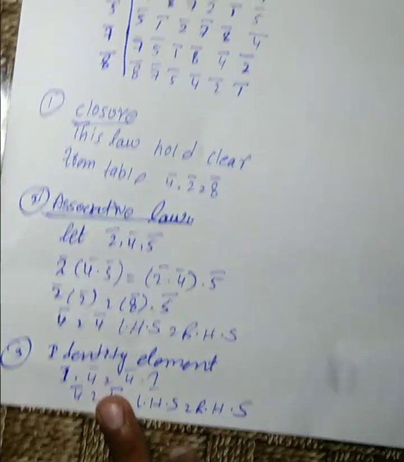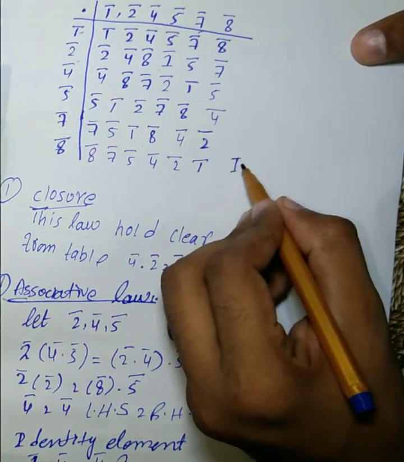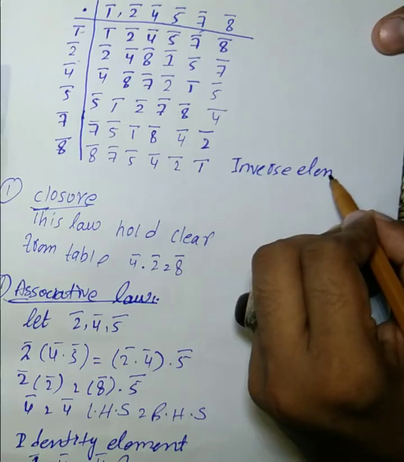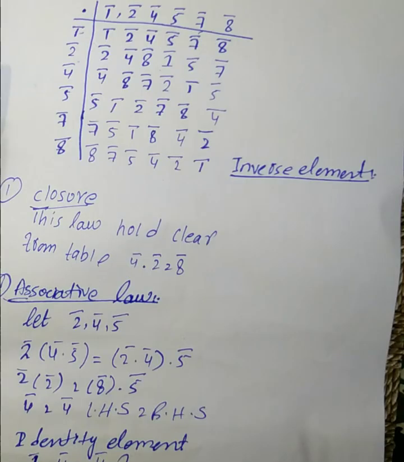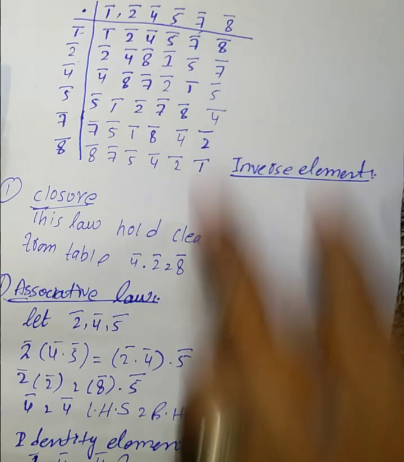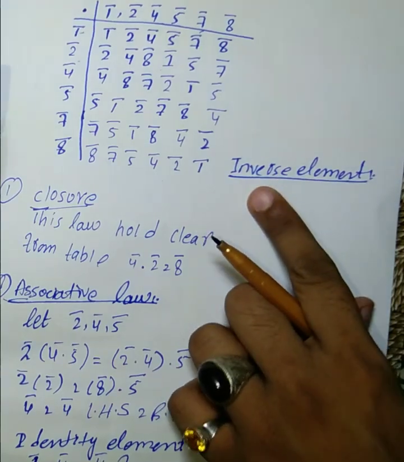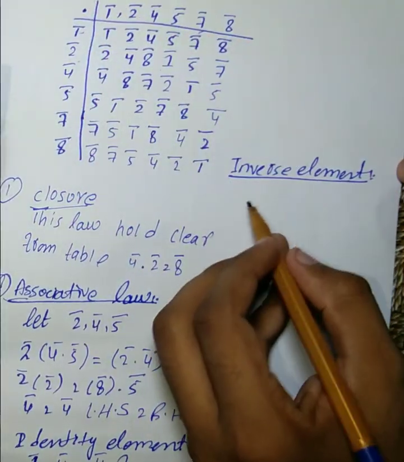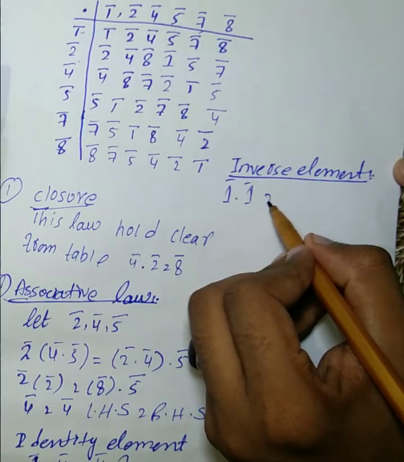And the last property is the inverse element. Inverse element means that the answer is the identity: under addition, 0 is the inverse element, and under multiplication it is 1. So this is satisfied, for example, 1 multiplied by 1, the answer is 1.